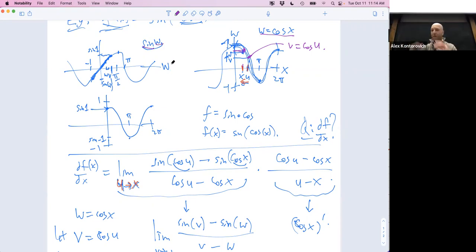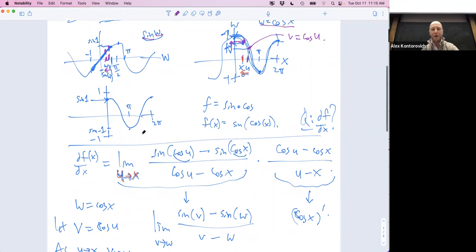So this compound function, which means whatever the value of w was that came out of that value of x and u. So here's my value of w, and here's my value of v, and this v is getting closer and closer to w as u gets closer and closer to x. So if we make this little change of variables here from u going to x into v going to w, this is what these values turn into.